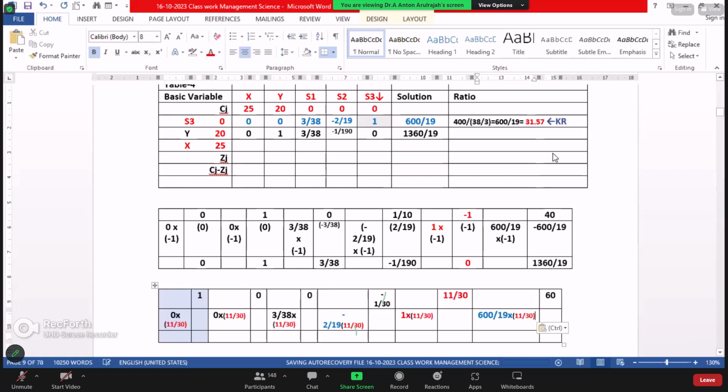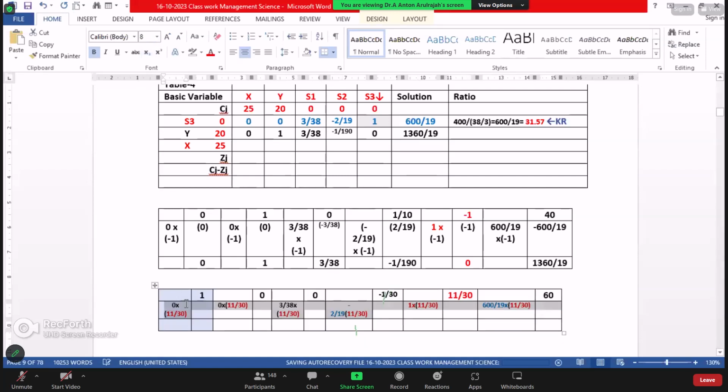Yes, if you say the 0, that is 0. So here also 0. Here also multiply by this one, 0. And no problem, here also 0. Here, let's do that carefully.